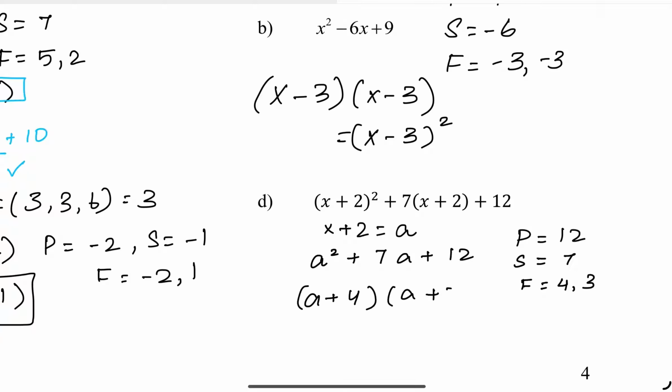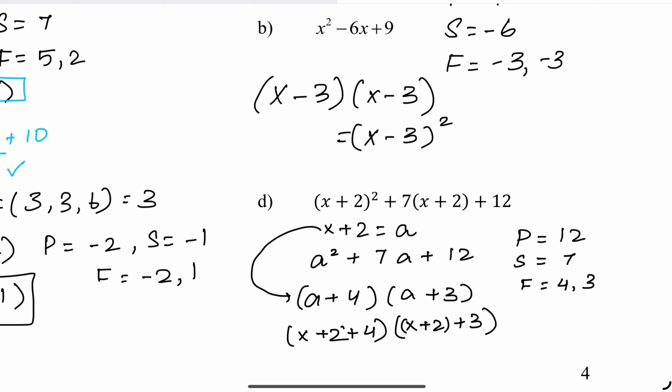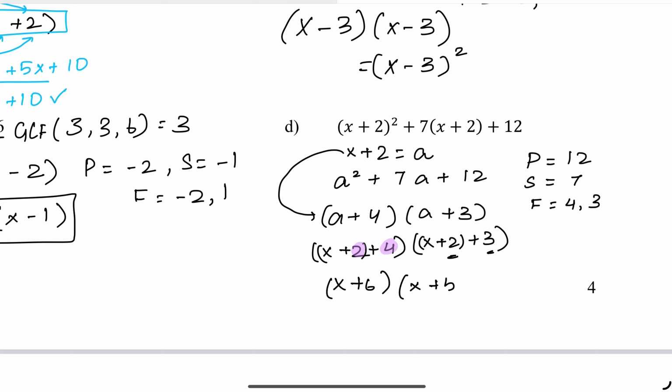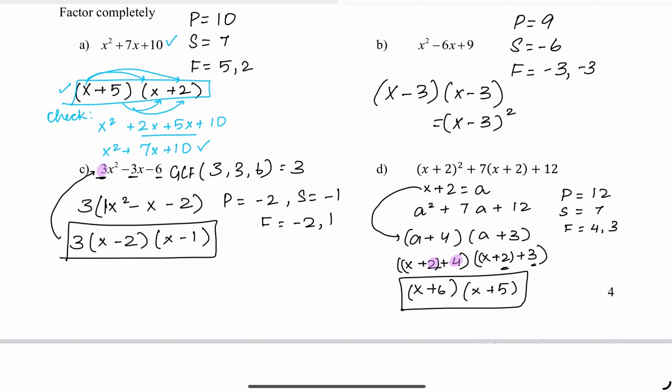We'll substitute x plus 2 back in the equation: (x + 2 + 4) and (x + 2 + 3). Now combining like terms, 2 plus 4 is 6, so x plus 6, and 2 plus 3 is 5, so x plus 5. And that's my answer. Make sure when you assume that x plus 2 is a variable, you substitute it back in.